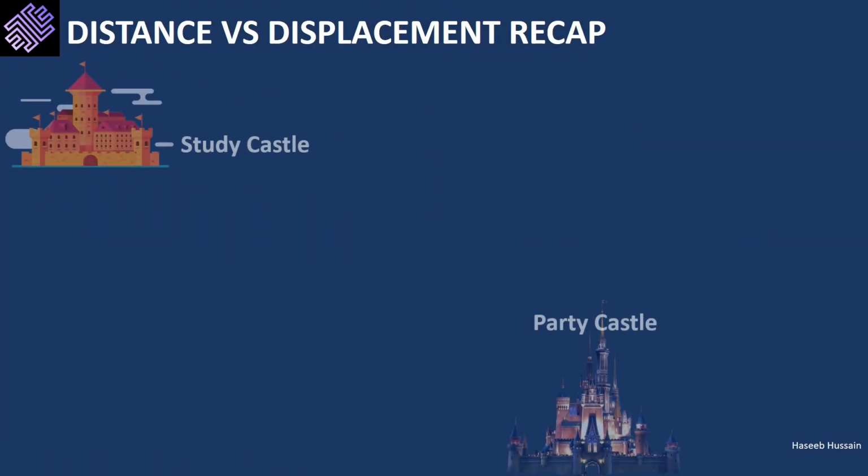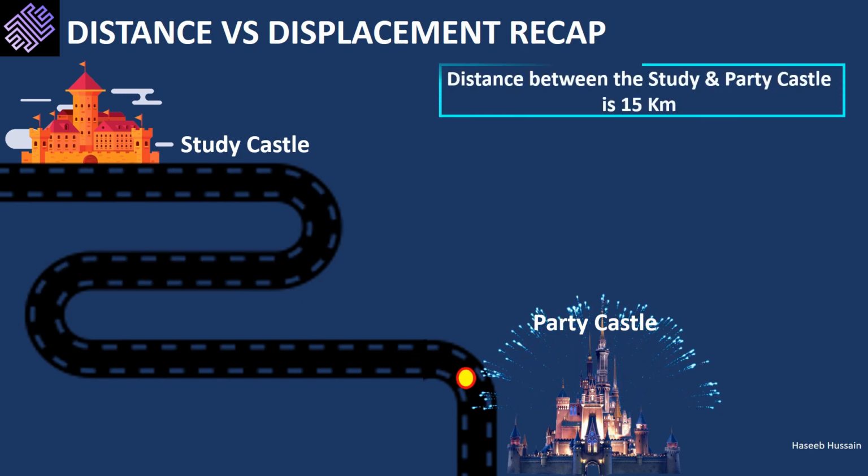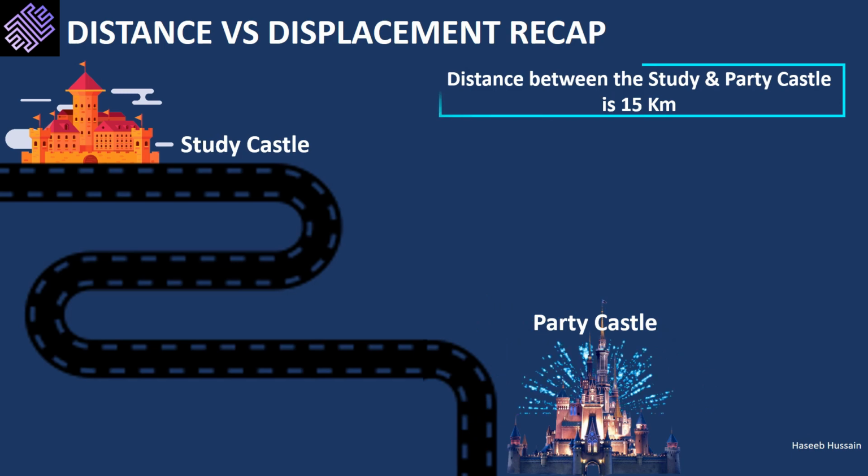We have two castles here, Study Castle and Party Castle. The distance between them one way is 15 kilometers. This means an object must cover the length of 15 kilometers in order to reach from the Study Castle to Party Castle. This length of 15 kilometers is also known as distance.